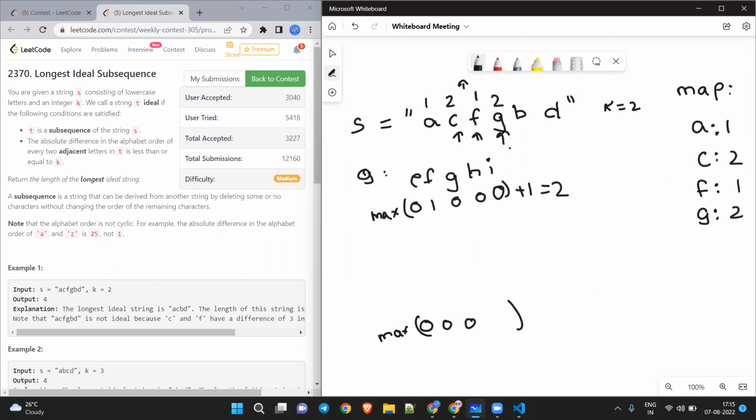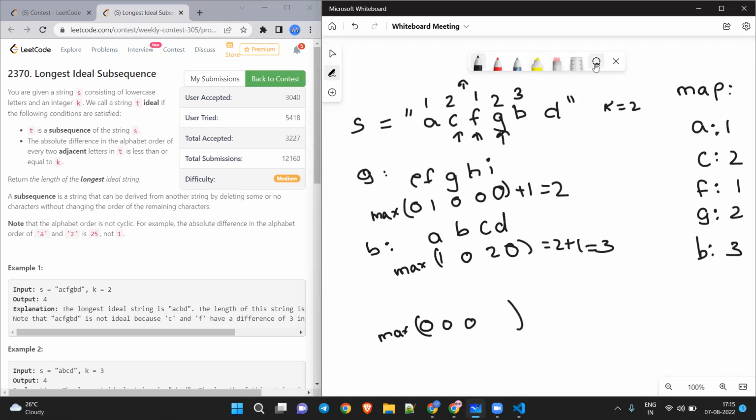And for the next index, B, the valid characters would be A, B, C, D. A will return 1. We don't have any B, so 0. C will return 2. D will return 0. So the max of these values would be 2. And we add 1 for B. It would be 3. We put it in the map as 3.